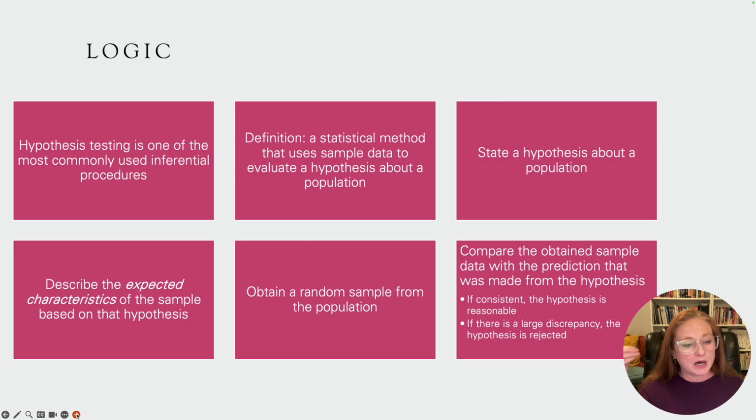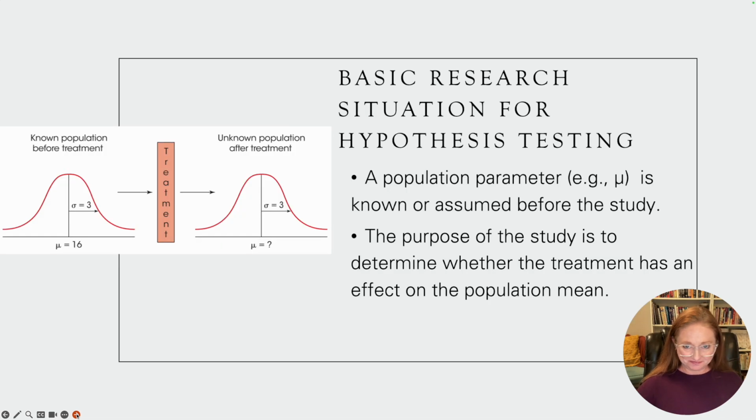So what we're going to do is we're going to describe the expected characteristics of the sample based on that hypothesis. Okay, and we're going to obtain just a random sample, right? So we have the entire population. Again, we take an authentic random sample from the population, and we compare that obtained sample data with the prediction that was made from the hypothesis, right? And then if it's consistent with the hypothesis is reasonable, if there's a large discrepancy, well, then we can reject that hypothesis.